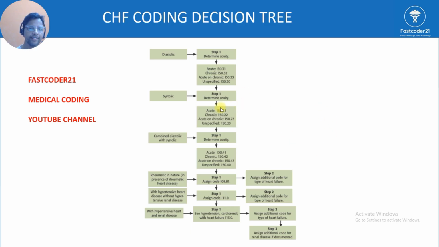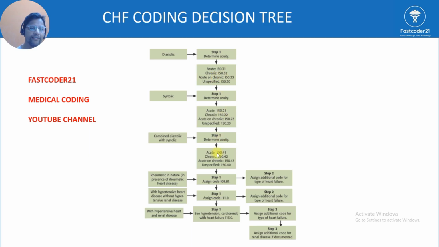So based on this table, if it is acute systolic heart failure, we need to use I50.21. If it is chronic, we need to use I50.22. If it is acute and chronic, we need to use I50.23. And if it is unspecified, we need to use I50.20. So if you observe here in the documentation, for systolic we have the I50.2 series. For diastolic, we have the I50.3 series.